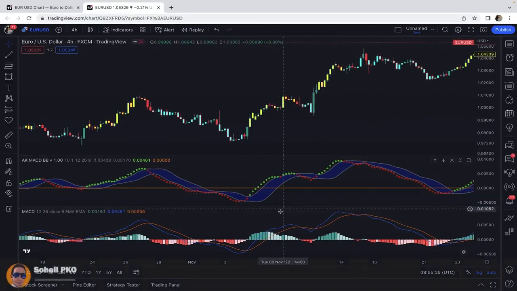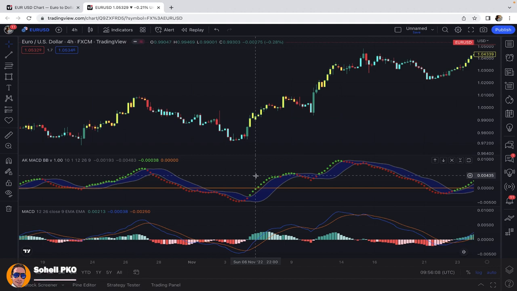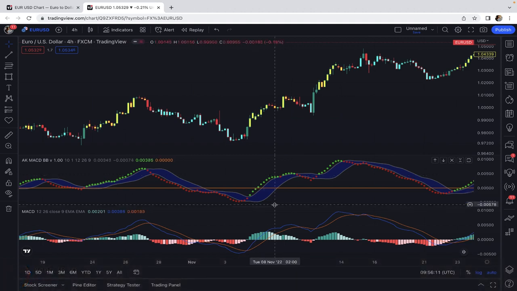Alright, as you can see, we have the old and original version of MACD here at the bottom, and this is the new version of MACD. By new, I don't mean that it's just introduced recently. Actually, it was introduced in 2015, but compared to the original one, which was created in the late 1970s, it can be considered a new one.